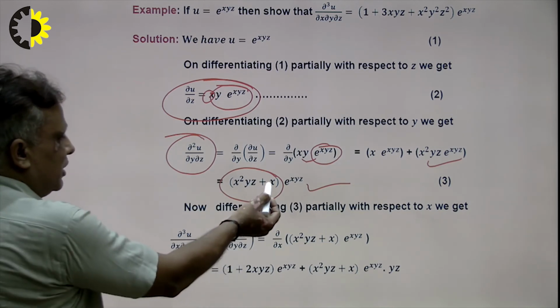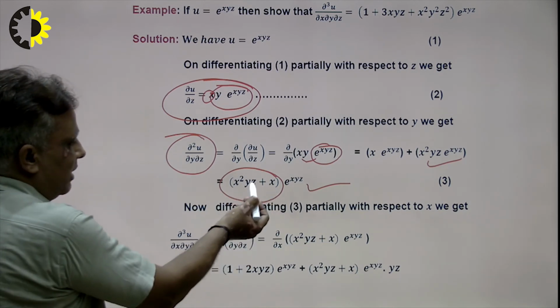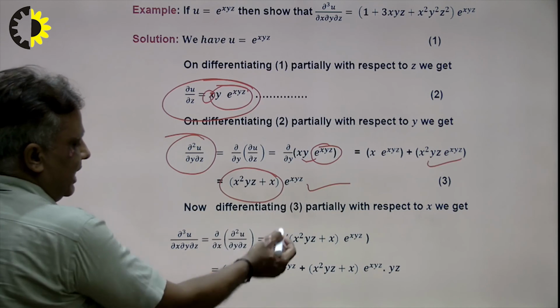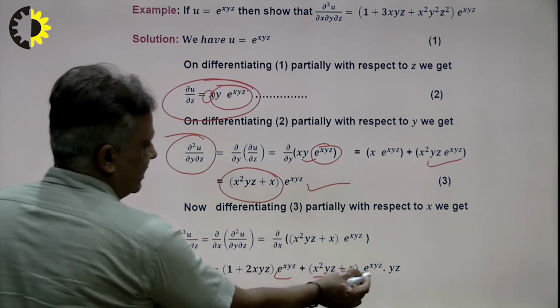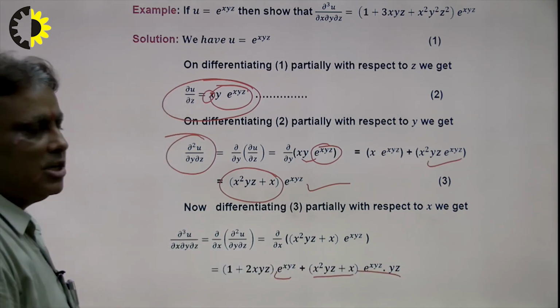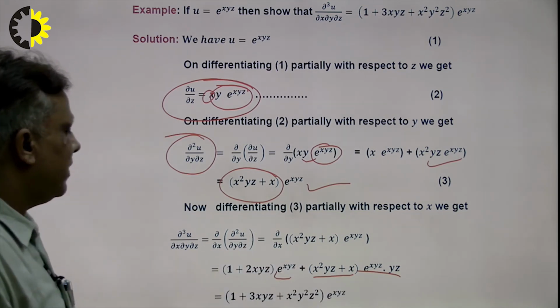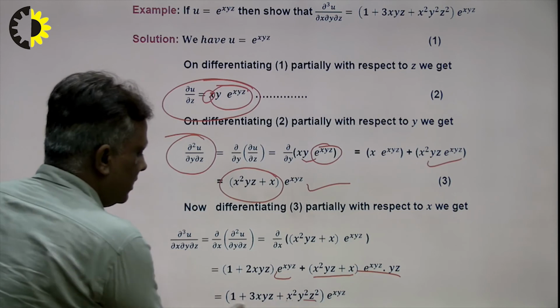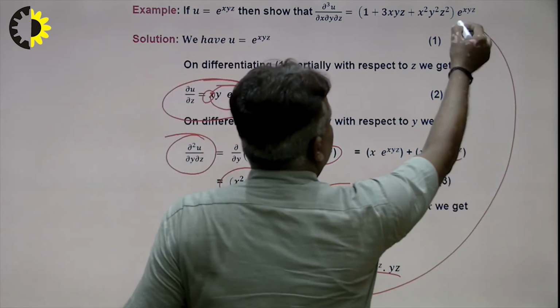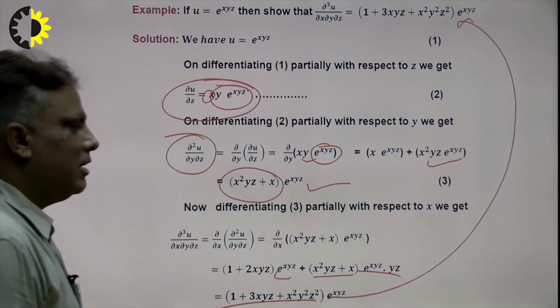Differentiation of x is 1, and x squared yz gives 2x yz, and this is as it is, plus this is as it is, e raised to the power of xyz into yz. And what will be the conclusion? E raised to the power xyz is common, and this is the result. That means our proof is complete. So in this way we can solve our problem.